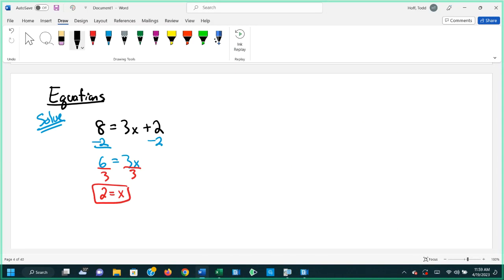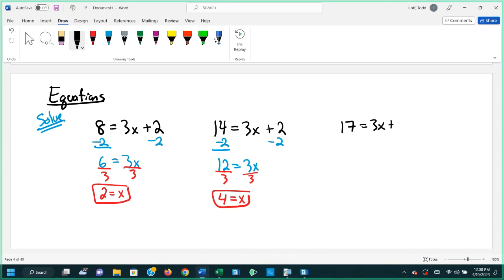Well, let's look at another equation that's related to that one. 14 equals 3x plus 2. If I were going to solve that one, I would subtract 2, getting 12 equals 3x, and then I'd divide by 3, giving me 4 equals x. Another similar equation might be 17 equals 3x plus 2. To solve that, we start by subtracting 2. 15 equals 3x, and we divide by 3.